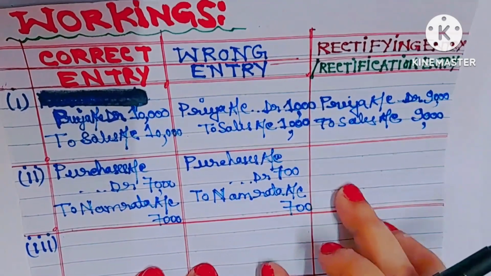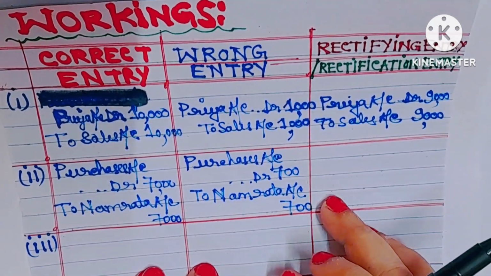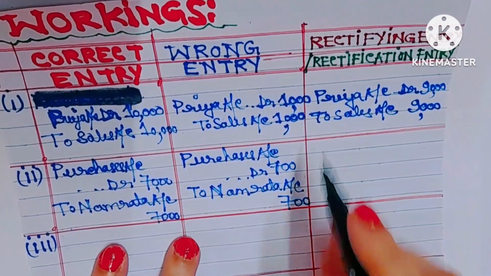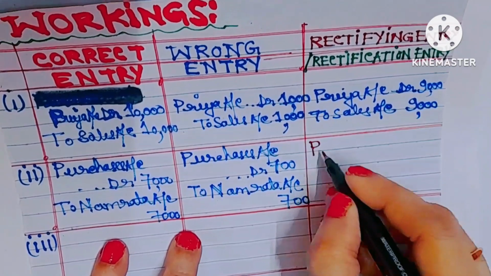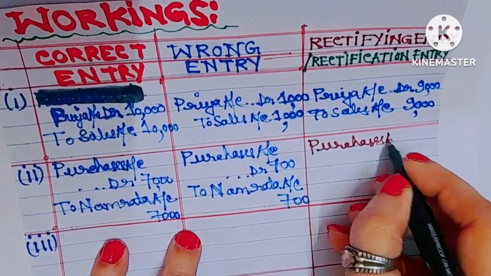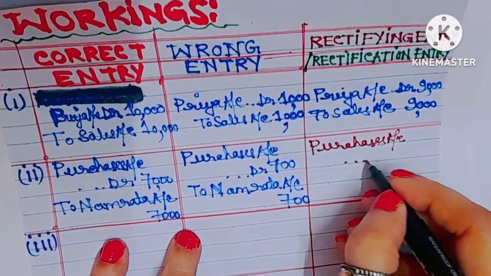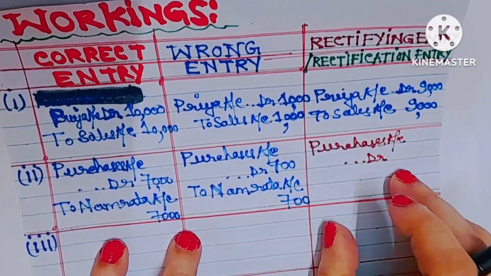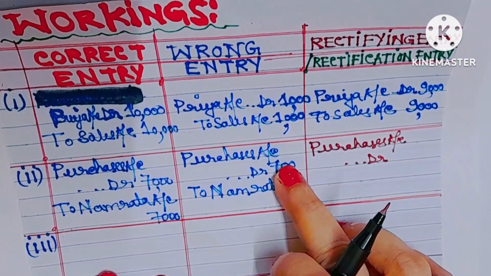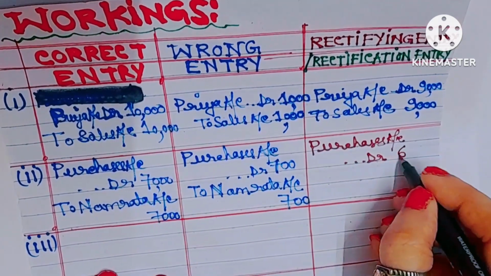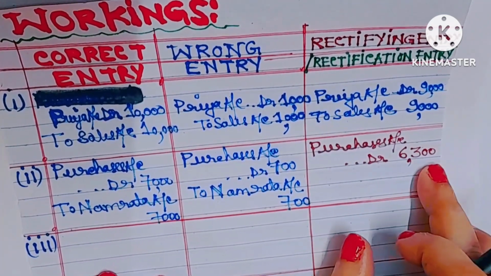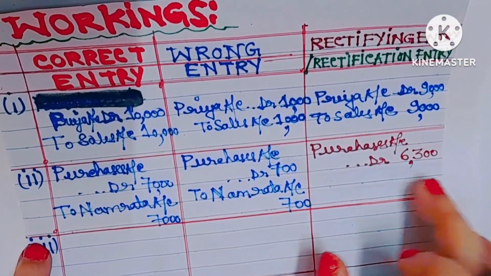What did I tell you? To increase the amount, you don't have to pass the reverse entry. The entry will be on the same side. So we'll write purchases account debit with the differential amount. What is the differential amount? 7,000 minus 700 will give you 6,300. Why are we writing 6,300? Because that amount has been recorded less.